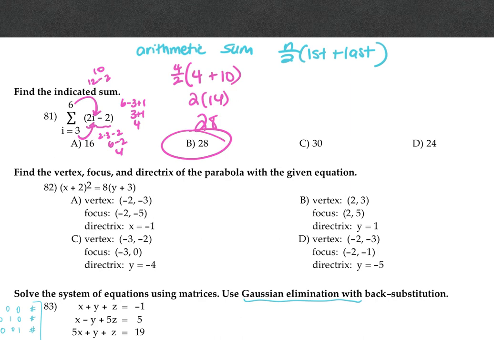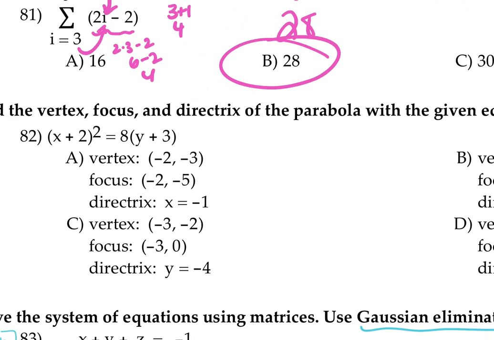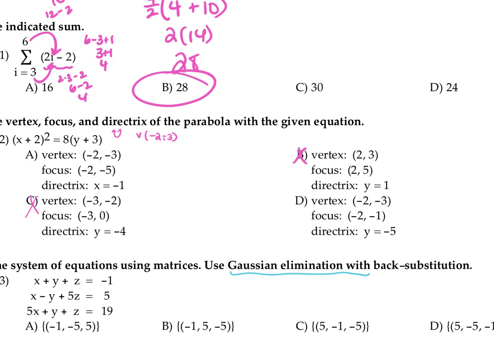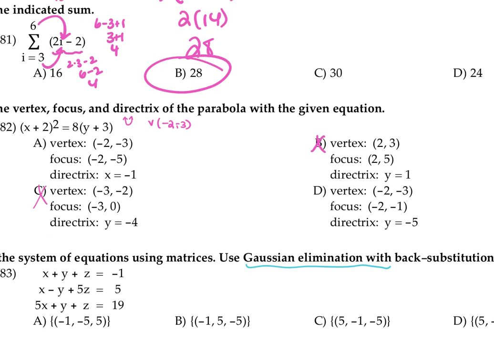Number 82, sorry, is back to a parabola. This time, it's an x squared with a positive 4p, so this is going to open upward. The vertex is negative 3. So that already rules out C and B. So I'm between A and D. And 8 equals 4P. P is 2. Not to the right, sorry.